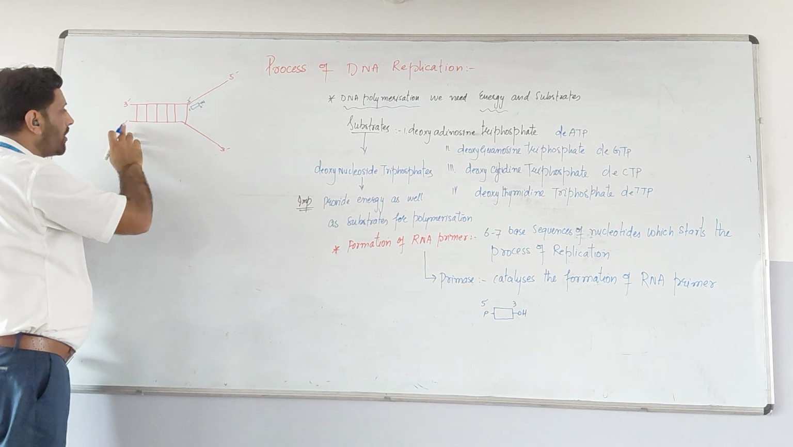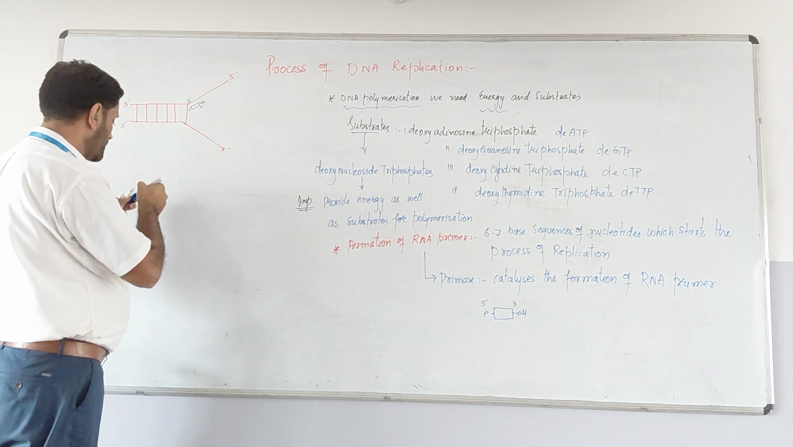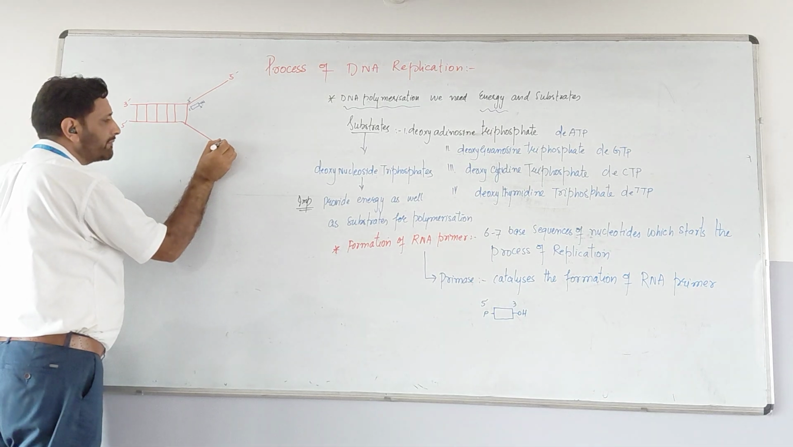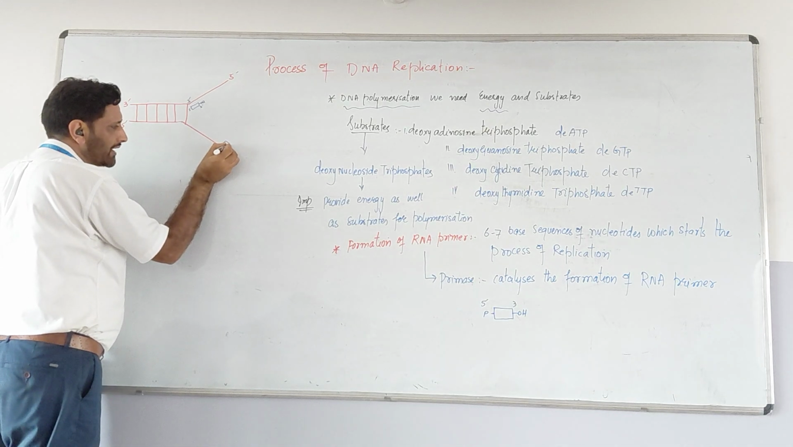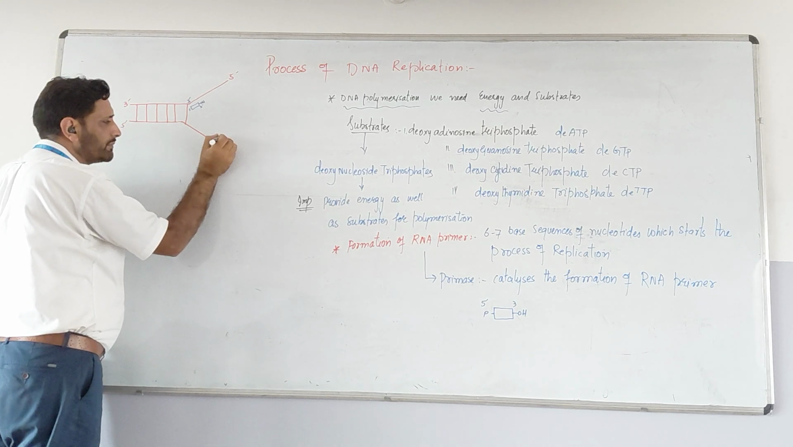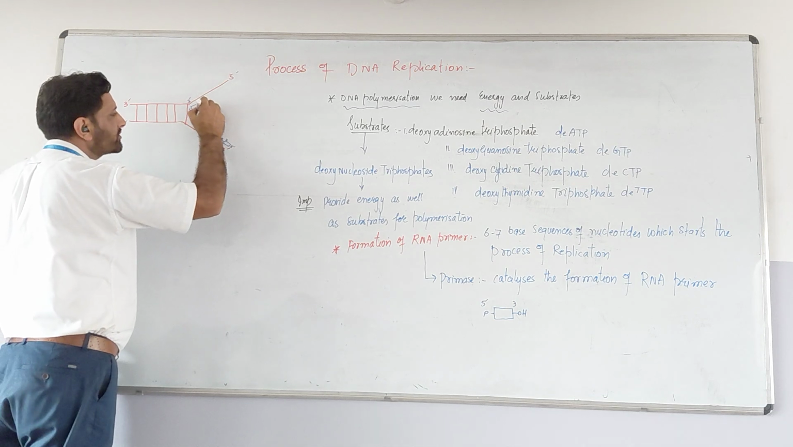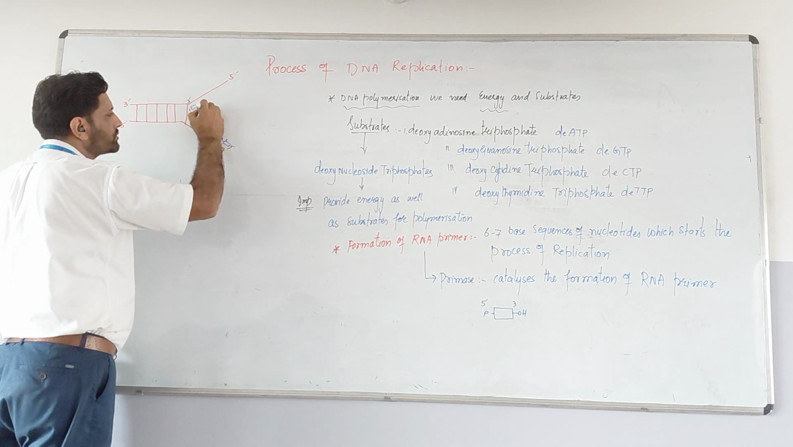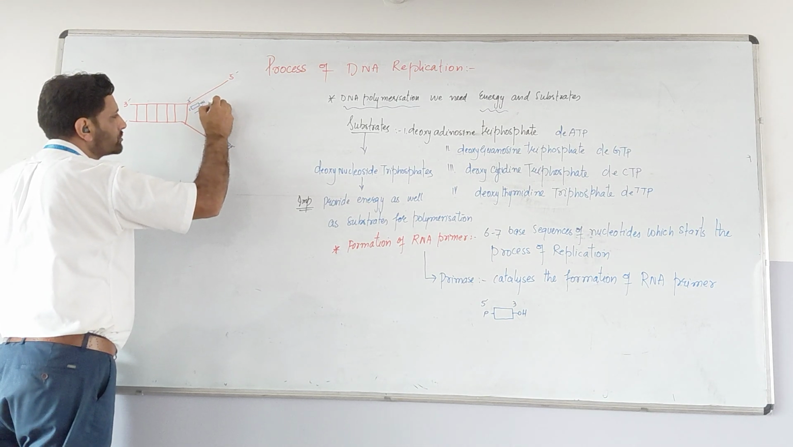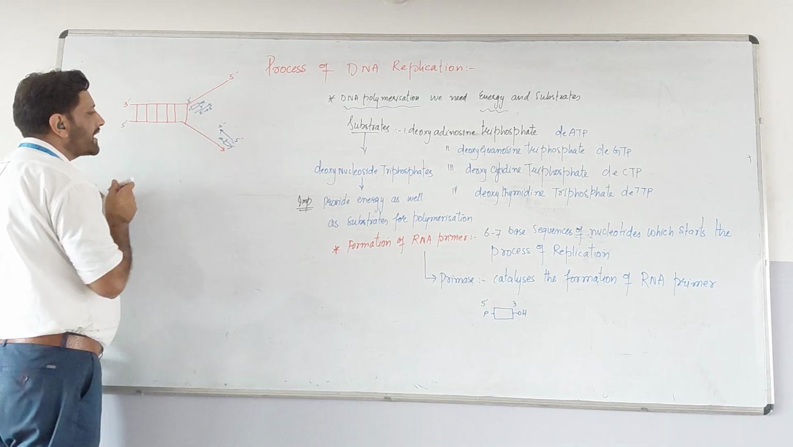On to the next strand, there will be again binding of the primer here. So here the primer will be binding, because on the opposite free end there will be 3 prime end, and it will be the direction of this. So always the direction of the polymerization will be 5 prime to 3 prime. So here also the direction of the polymerization is from 5 prime to 3 prime direction. So these are the primers.